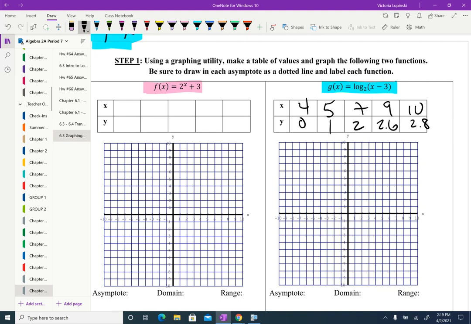And then again, what wasn't obvious, but you have to know that's there, is there's an asymptote. The asymptote in this case is at x equals 3.